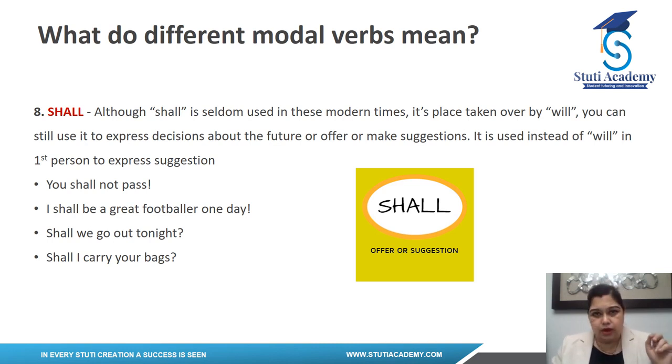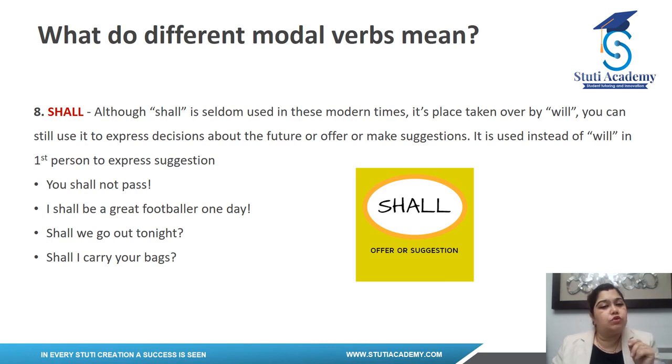And now let's look at the examples here. You shall not pass. Now, when I'm talking about passing, it is not about passing in your examinations. It is passing the road or crossing. So someone is stopping you and saying, you shall not pass. I shall be a great footballer one day. What am I saying? I'm talking about the future. So I am expressing my decision about the future.